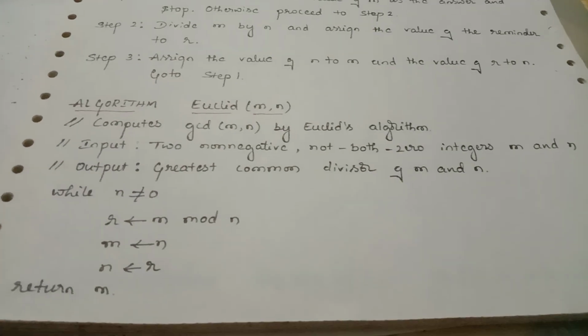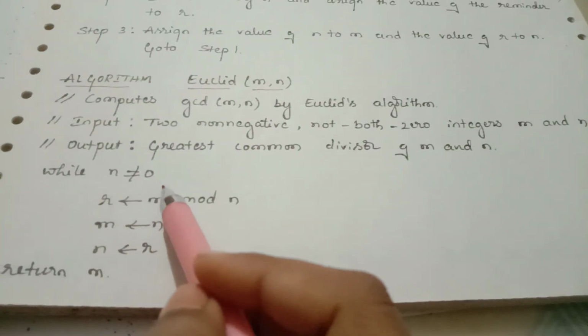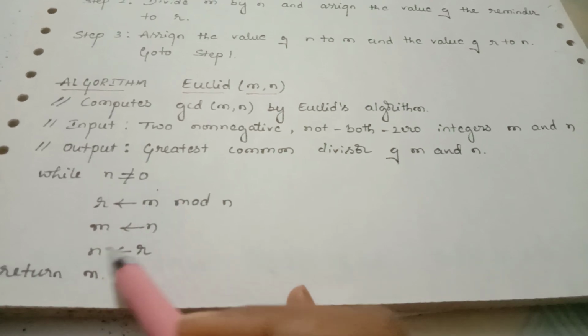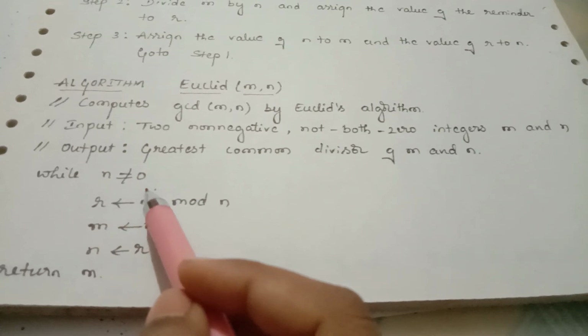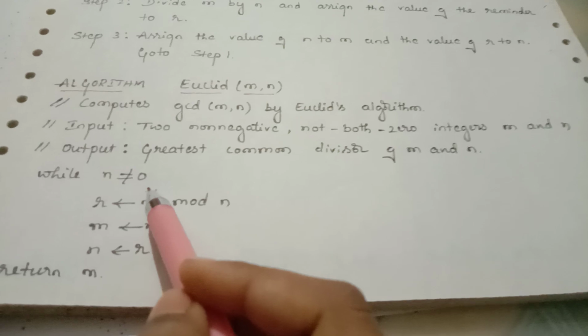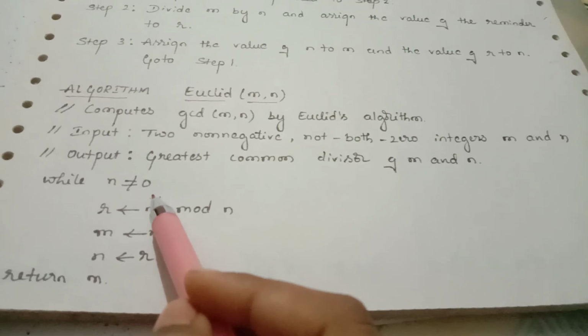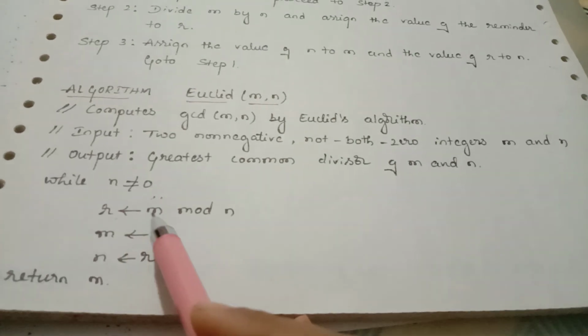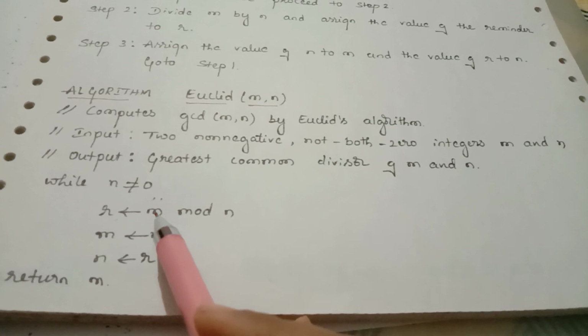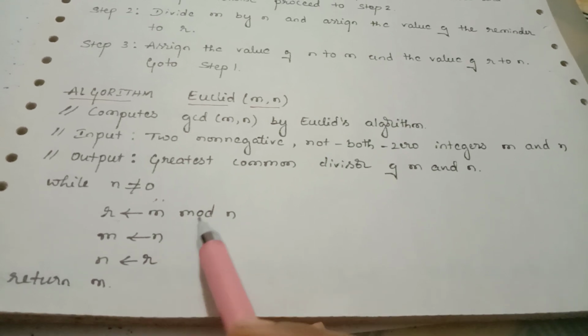So when n is not equal to 0, we keep on doing this until n becomes equal to 0. What we do when n is not equal to 0 is compute r, the remainder when you divide m by n, that is m mod n.